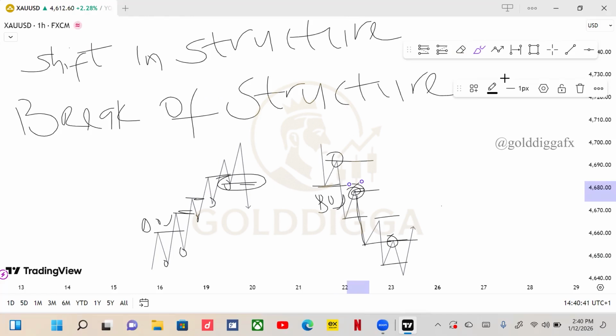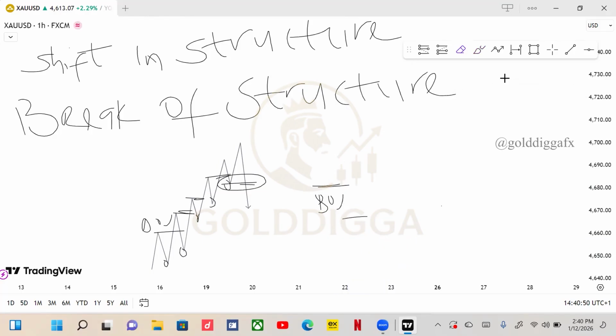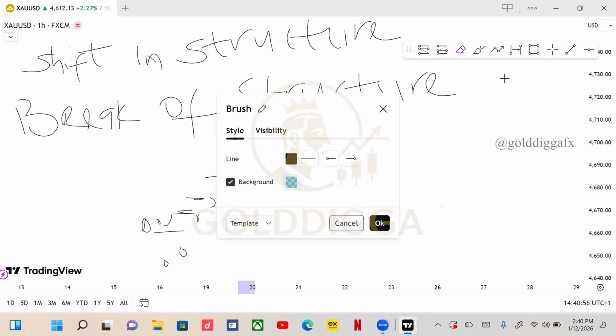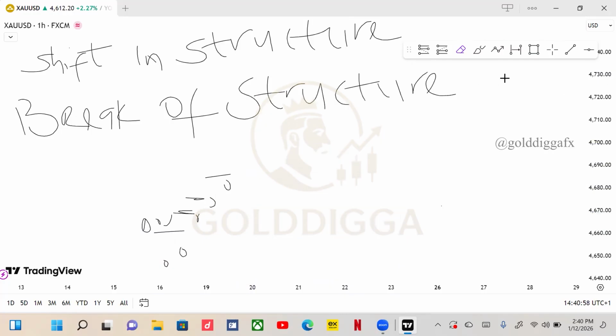So this is how we look at breaks of structure and shift in structure. Hope it's not too confusing. Right? Okay. Please, a quick question.